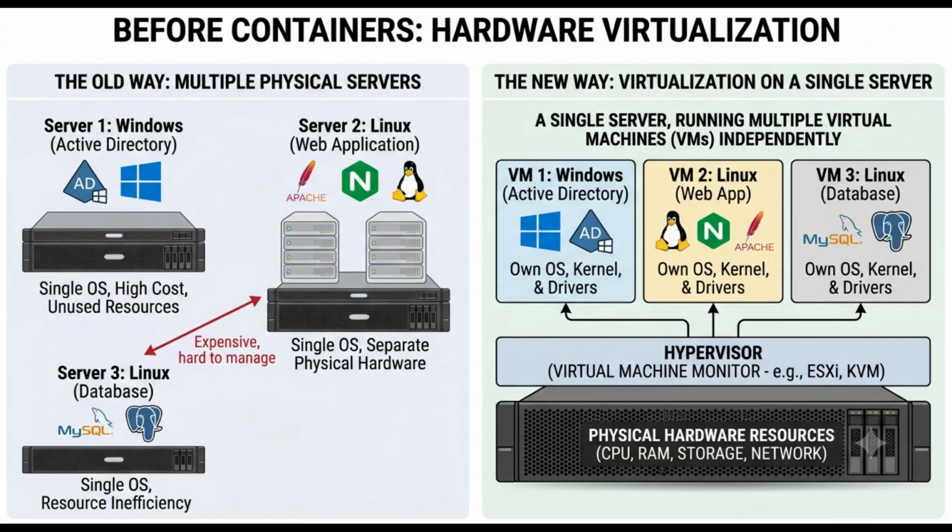Before containers became popular, companies needed a way to run multiple operating systems on a single physical server. Imagine we have one powerful server, but we need Windows for Active Directory, Linux for a web application, and another Linux server for a database. Buying 3 physical servers would be expensive and waste resources. This is where hardware virtualization comes in.